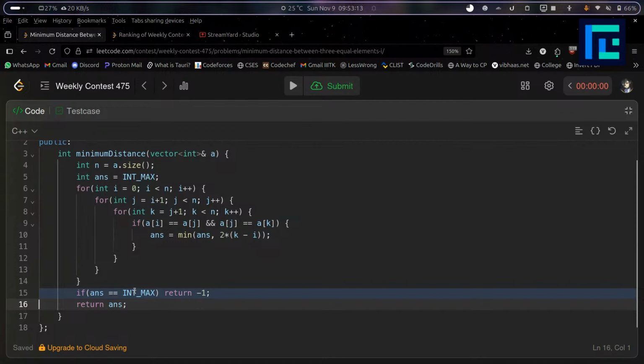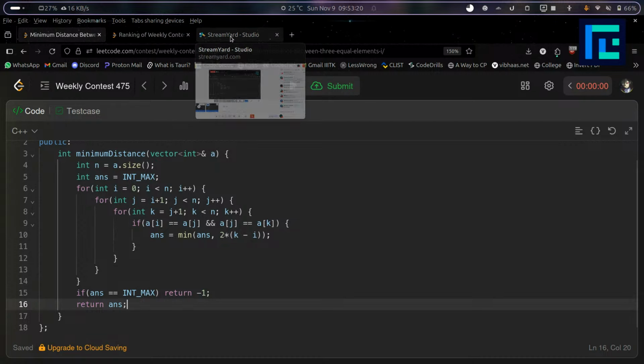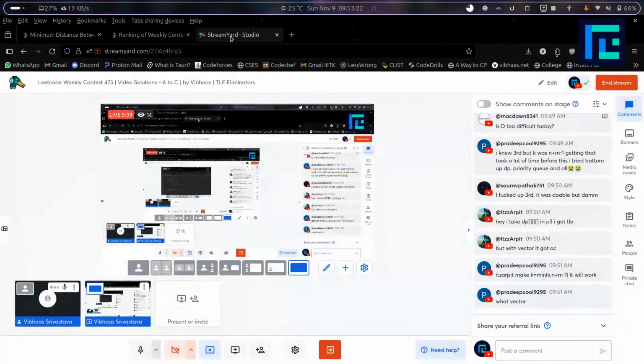If the answer is still infinity, then it's not possible, so we can return -1. Otherwise, we can return the answer which we found. So that's it for this question. Pretty simple. Let's move on to the next one.